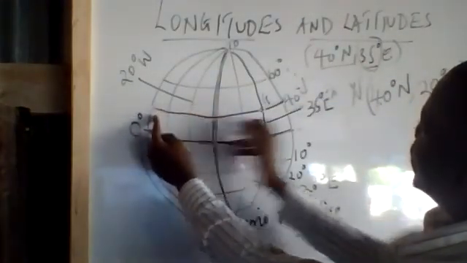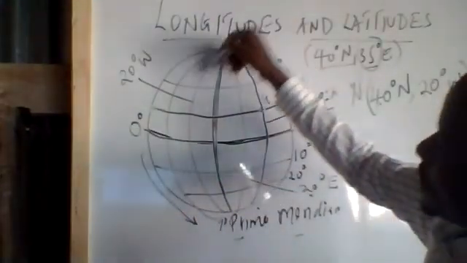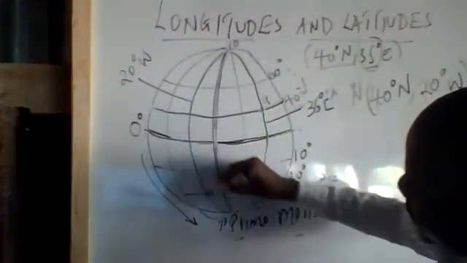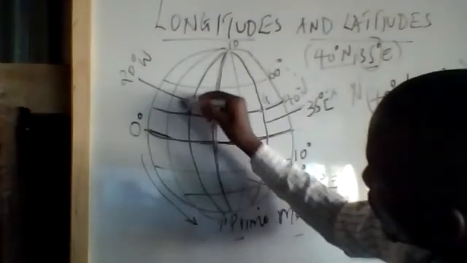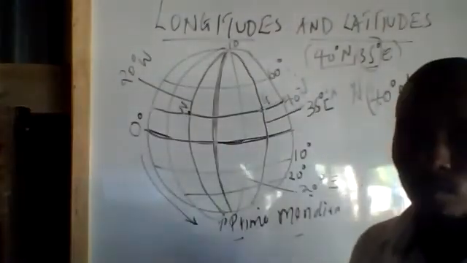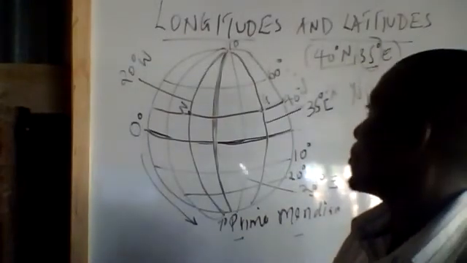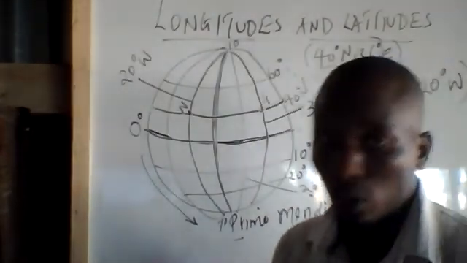Tukienda kwa hiyo line inaitwa 40 degrees north, na hii line inaitwa 20 degrees west, wherever they meet. Pale penye zinakutana pale, this is where we call our point called Nairobi. So I'm trying to remind you what we did last time. Now, I want to add some few concepts.